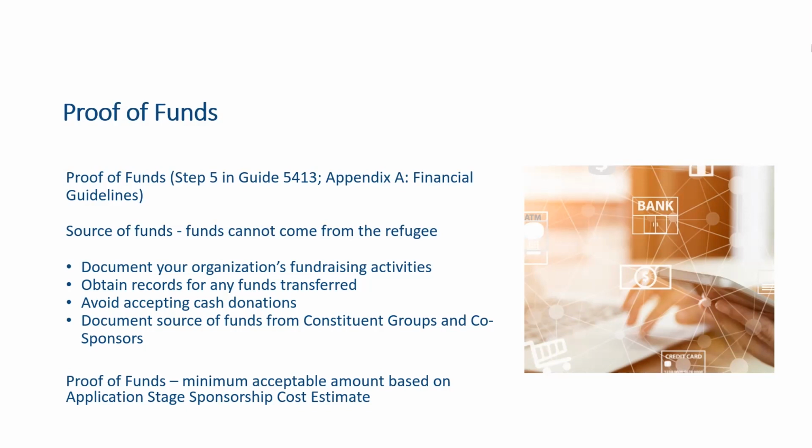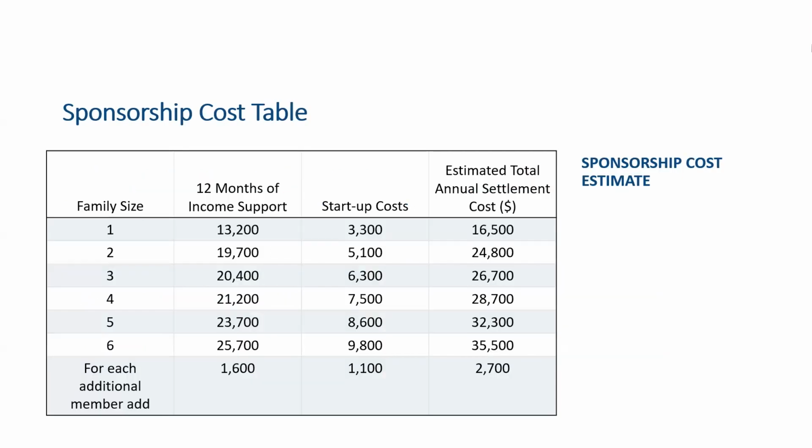And we may also be doing some more detailed training around proof of funds once the risk management plan is launched, because we understand this is a big change for you as SAHs in risk management plan C, as well as for your CGs and co-sponsors. So this is the sponsorship cost table. If you're familiar with Group of 5 or community sponsor applications, you may also be familiar with the sponsorship cost table.